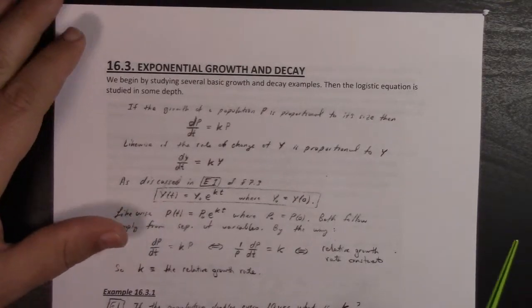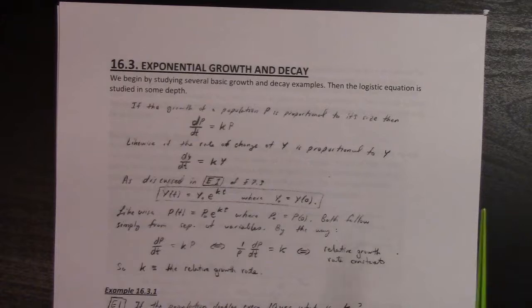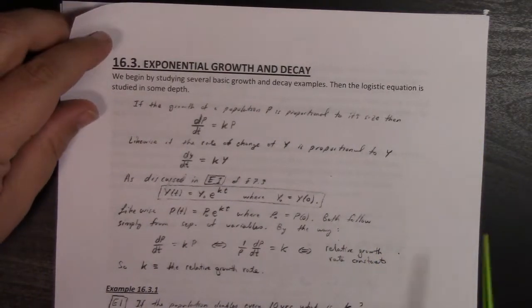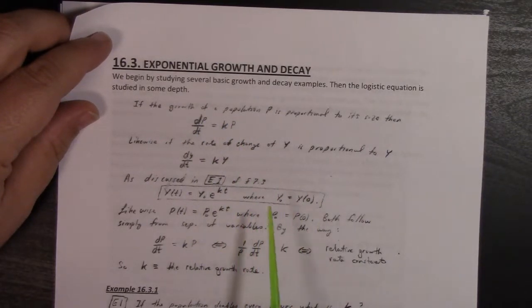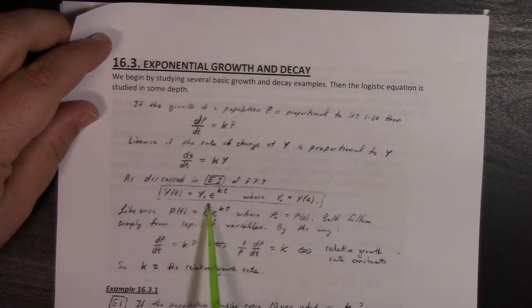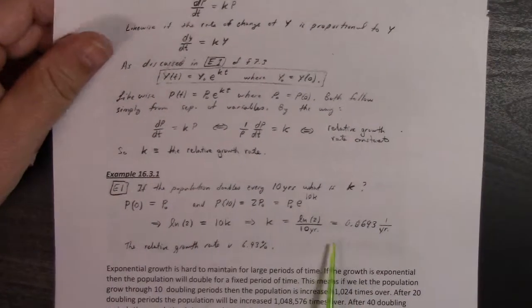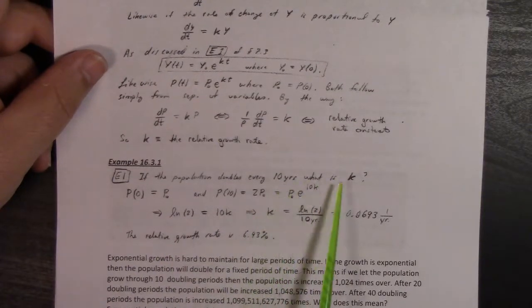Next up, in terms of applications, again, this is all separation of variables. You can study exponential growth and decay. Simple population growth is dP/dt equals kP. We solved that before. We get solutions P equals P naught e to the kt. And we can talk about, if the population doubles in a given time, what's k?